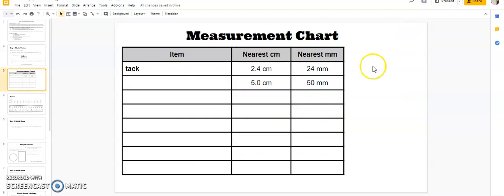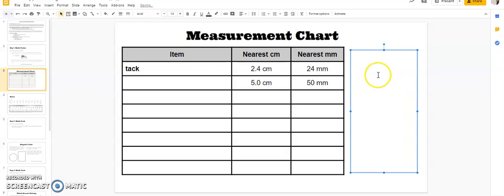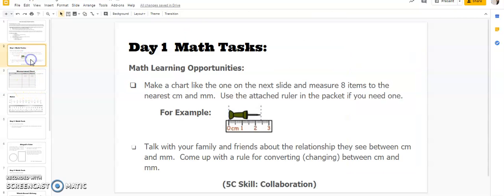And over here, if you're working on Google Classroom, then what you're going to do is hit this T box and draw a text here, and you're going to say my conversion rule and tell me what rule you came up with for converting millimeters and centimeters. That's all you have to do for math today, guys. Just get a ruler and make sure that you're doing that measuring.